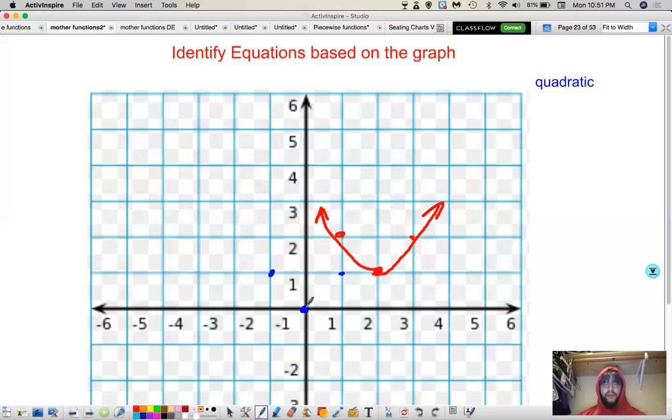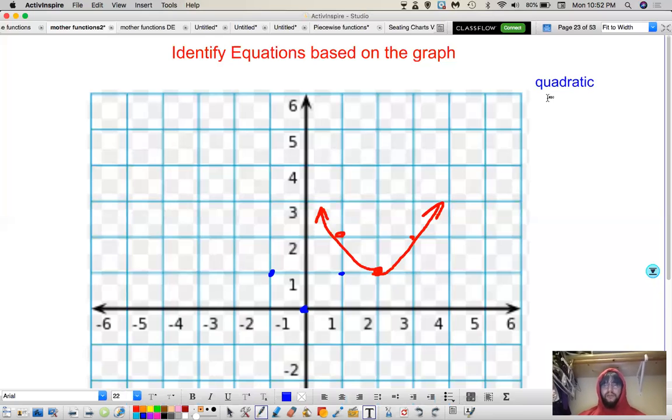So how did I get from here to there? Well, I went right 2 units and up 1 unit. Does it work for this point? Right 2 units up 1 unit? It does. So my transformation was right 2, up 1.